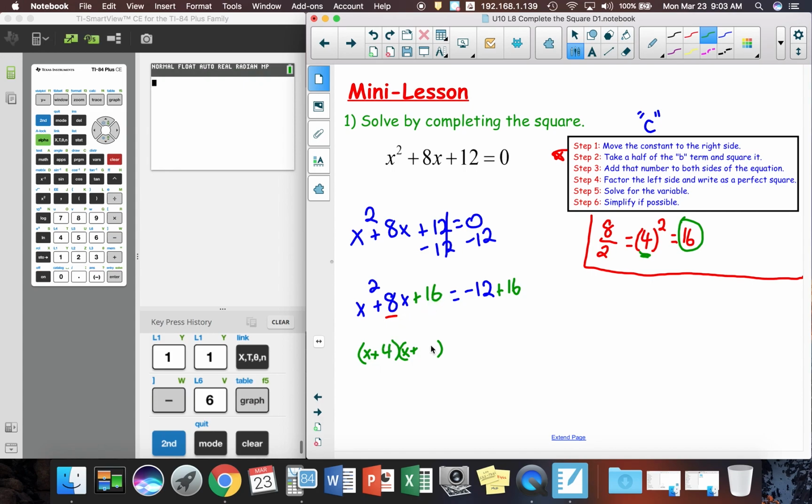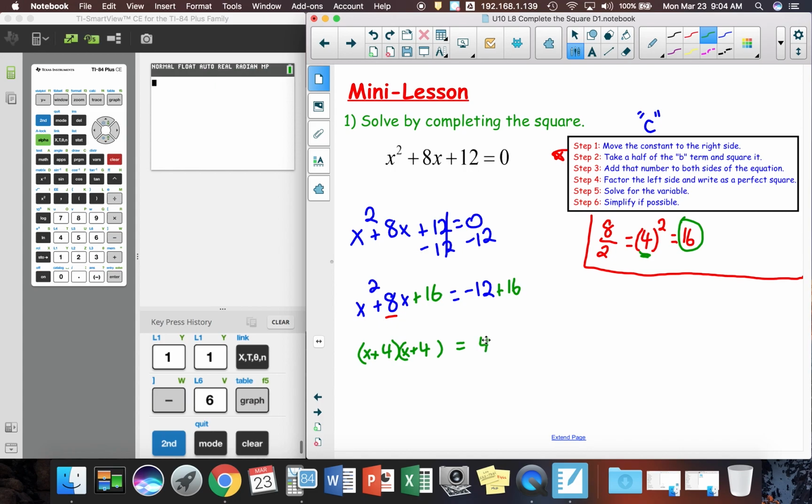Now, you know you're doing this method right when both of these parentheses are exactly the same. They need to be the same in order for us to continue with this method. If they're not the same, you probably did something wrong. Now, I'm going to simplify this here. I have negative 12 plus 16. That just gives me 4.